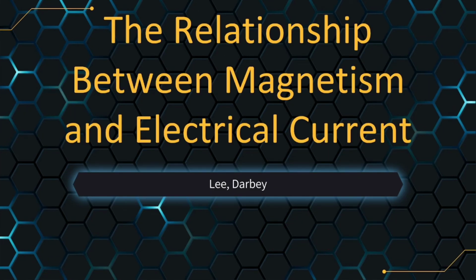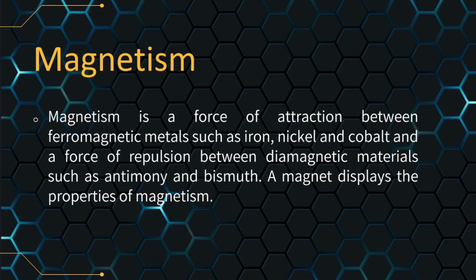The next topic is the relationship between magnetism and electrical current. So let us first define magnetism. Magnetism is a force of attraction between ferromagnetic metals such as iron, nickel, and cobalt, and a force of repulsion between magnetic materials such as antimony and bismuth. A magnet displays the properties of magnetism. Magnetism is defined as the physical phenomenon produced by moving electric charge. Also, a magnetic field can induce charged particles to move, producing an electric current.